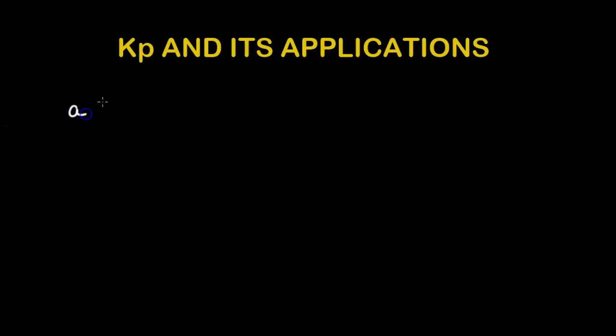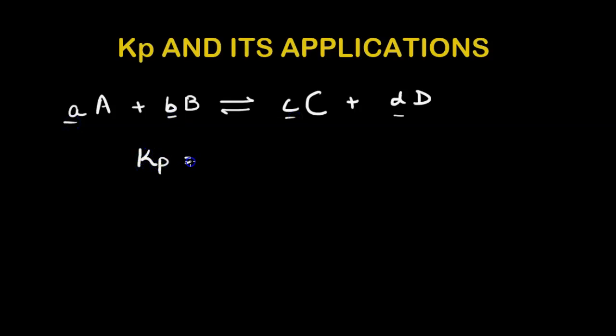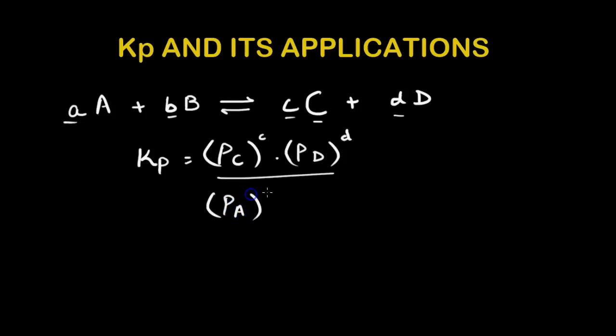Let's say we are given the equation aA plus bB in equilibrium with cC plus dD, where these are stoichiometric coefficients. In this case, Kp would be equal to the partial pressure of the products, so the partial pressure of C raised to the power of lowercase c times the partial pressure of D raised to the power of lowercase d, divided by the partial pressure of A raised to the power of the stoichiometric coefficient of A times the partial pressure of B raised to the power of the stoichiometric coefficient of B.